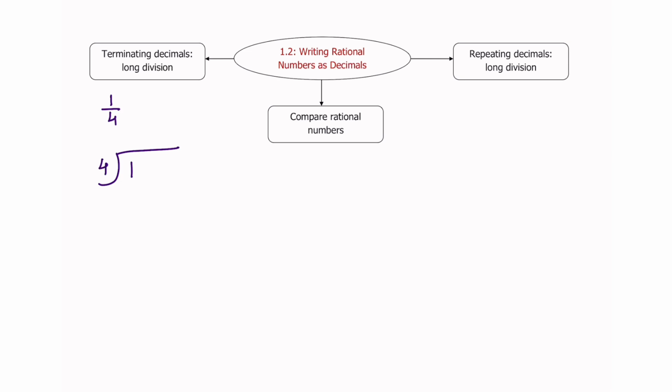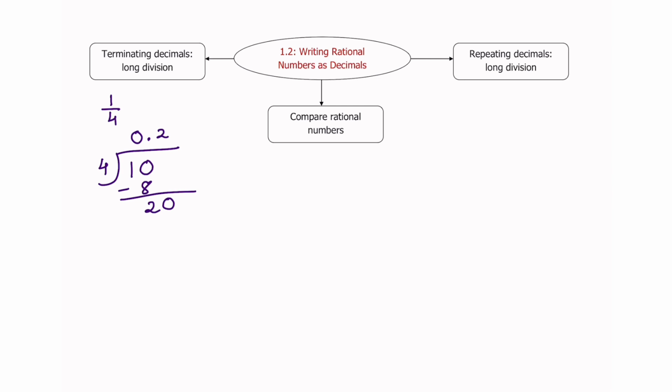Now 4 does not go in 1. What do we do? We write an extra 0 here, but when we do that, we have to be careful and make a decimal here. Then 4 goes in 10. It goes 2 times, and that is 8. So 10 minus 8 is 2. Remainder is 2, right? You put another 0. The decimal is done with the first 0. When you put 0 again, you don't need to put the decimal again and again.